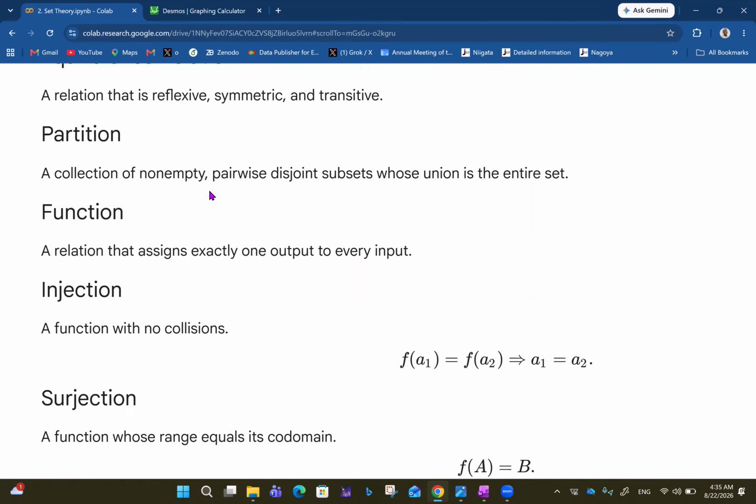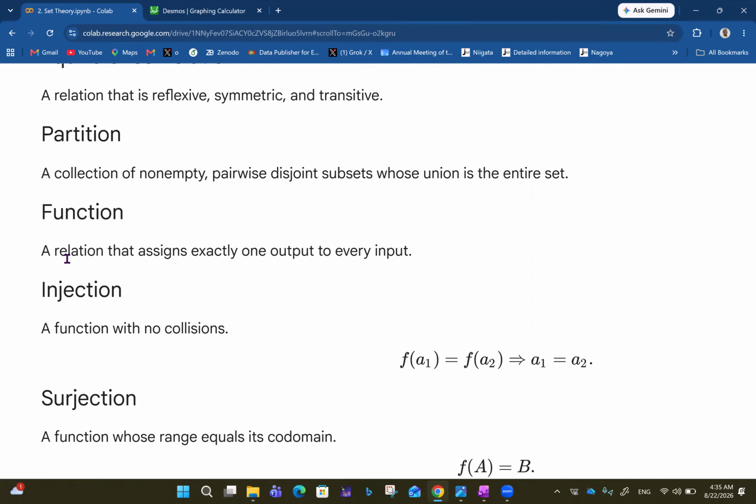So it's more like you break up the set into other subsets. None of them is empty. But when you find their intersection, the intersection is empty. That's why you say it's pairwise disjoint. But then when you take their union, you get back the entire set. That's what a partition is.